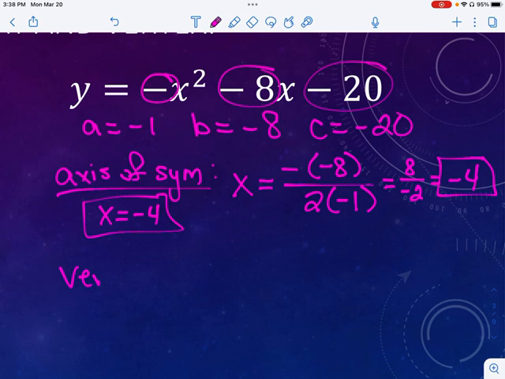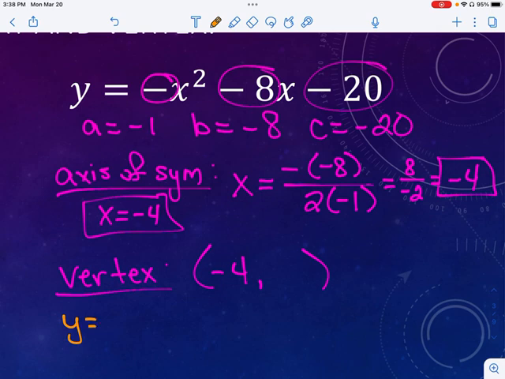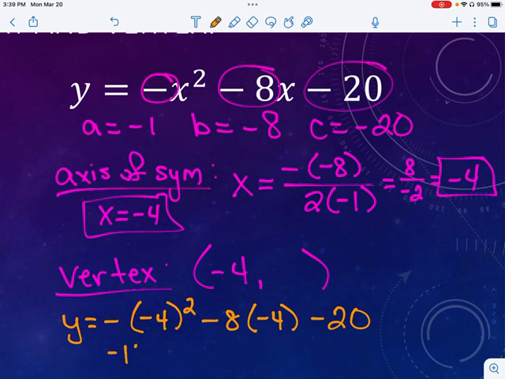So then to find the vertex, we come in here and we say, okay, I'm at negative 4 comma something. So now I take that negative 4 and I plug it into my equation. So I say y equals negative of negative 4 squared minus 8 times negative 4 minus 20. And so we start to work that out. Negative 4 squared, 16, but it's got the negative in front, so that'll make it negative 16. Negative 8 times negative 4 is a positive 32. And then you have the negative 20. And so then when we add all that up, we end up with a negative 4.